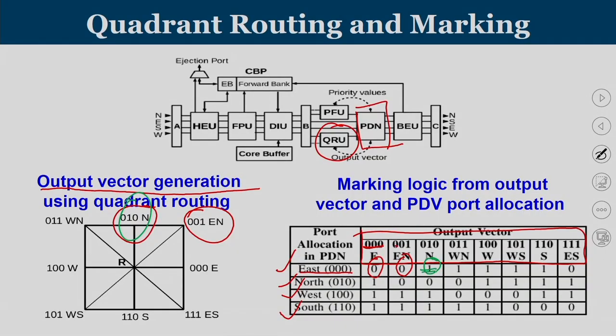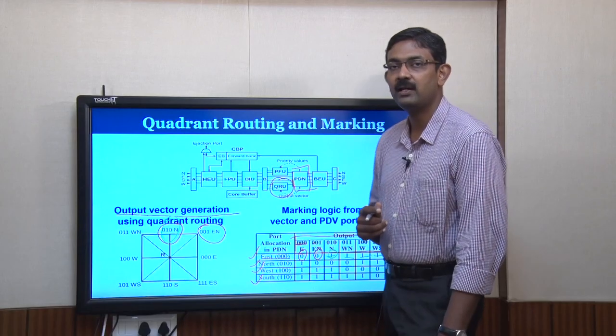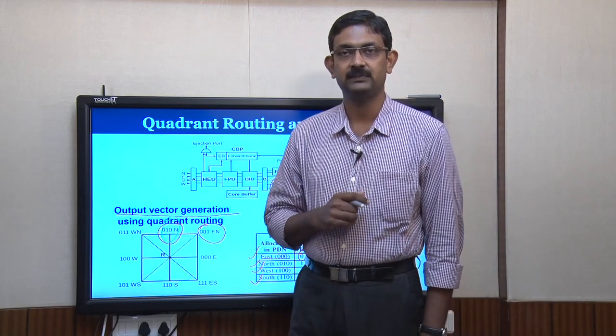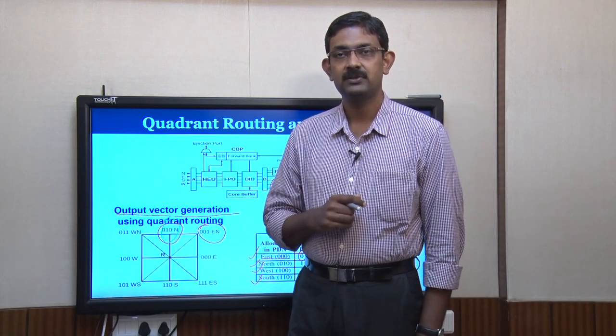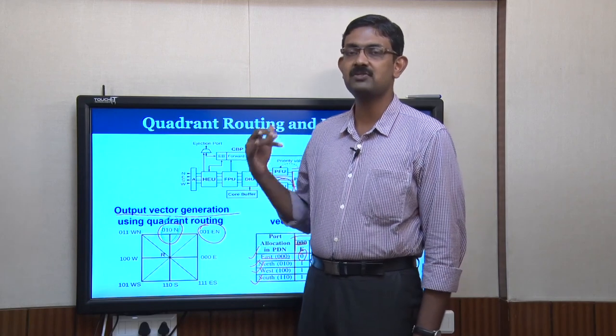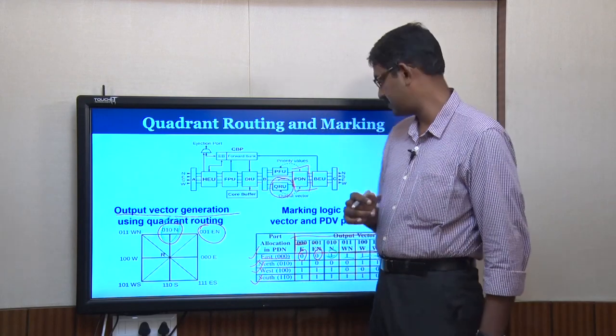So, any one in this table indicates, or there are many ones, you can just find it out from this table, what are all the different combinations by which you get 1 and zeros. So, any one that you get, that means that the flit is going in a non-productive direction. So, this will in turn help the next unit to take up a good decision.